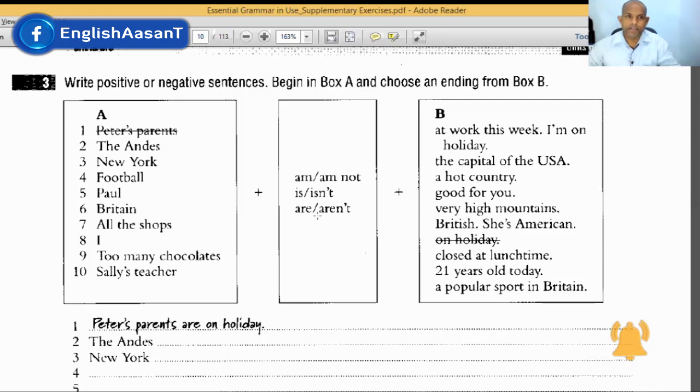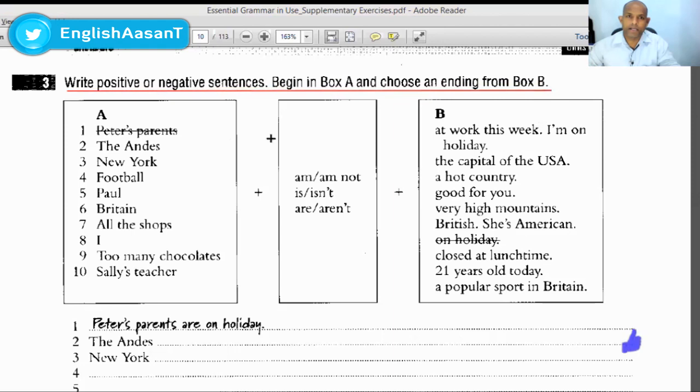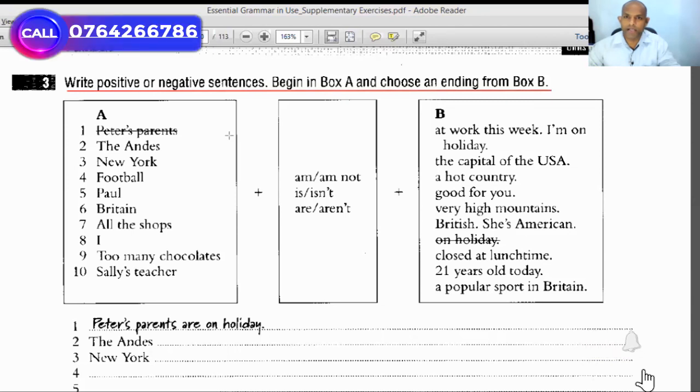Okay, so write positive or negative sentence. நான் இப்போ டாபிக்கை வாசிக்கிறேன், ஹெடிங்கை வாசிக்கிறேன். Write positive அல்லது negative sentences begin in box A and choose an ending from box B. Okay, so that's the question.